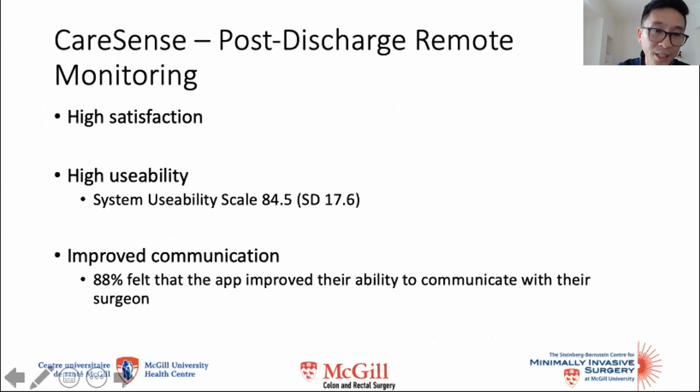Patients also really liked the application. It was very easy to use. They all tend to be the same, and they all tend to be pretty idiot-proof. And importantly, about 90% of patients who used the app felt that it improved their ability to communicate with their surgeon, which has always been an issue.